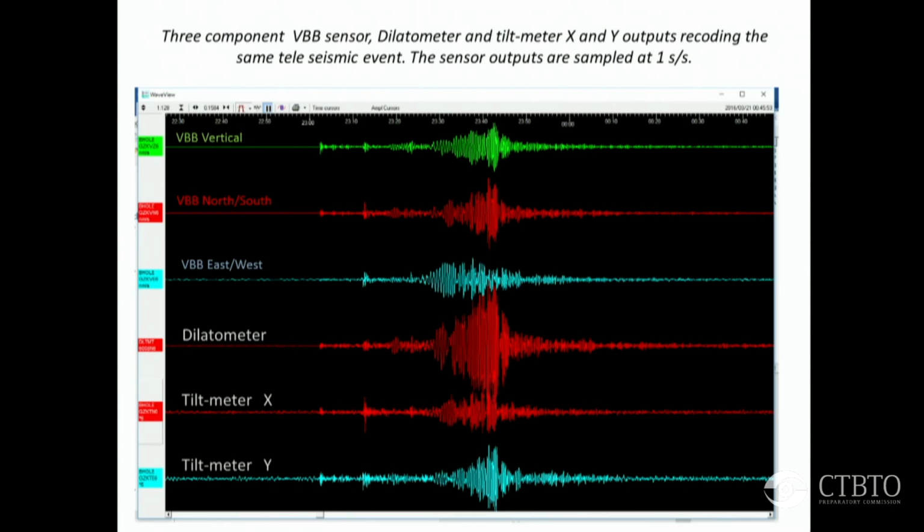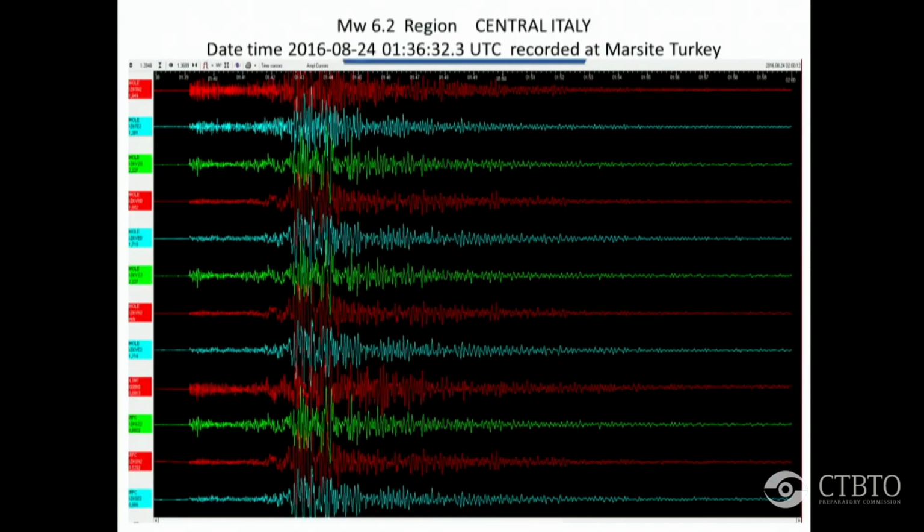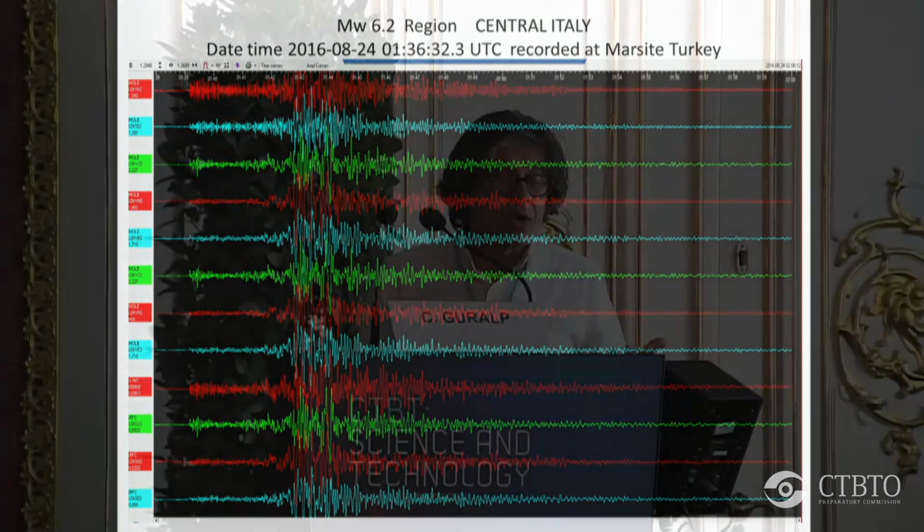It's co-located at the same spot. Now, if you look at the similar signals, this time from broadband dilatometer tilt meters, this time an event in Italy and reasonably close, you can see that it really does make a lot of sense to maybe look at dilatometer as a short period instrument as well as other types of measurements.